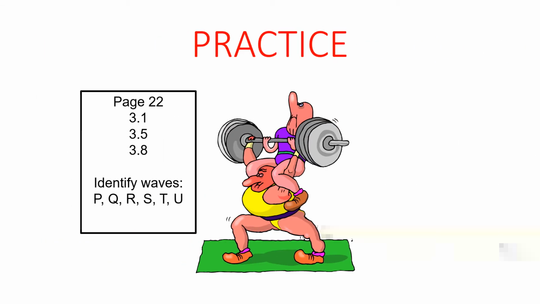So at this time, I'm going to have you do a practice session on page 22, do 3.1, 3.5, and 3.8. In this practice session, I want you to identify the waves, the P, a Q, an R, an S, a T, and a U, if it's available, if it's there. So you may or may not have all of the waves, so look closely and label each of them, and then we'll review it. So pause the video and do the practice strips, and then resume the video and we'll go over them.